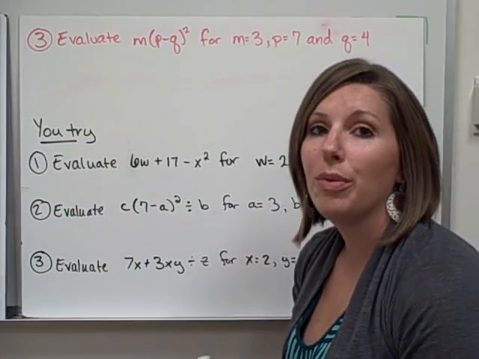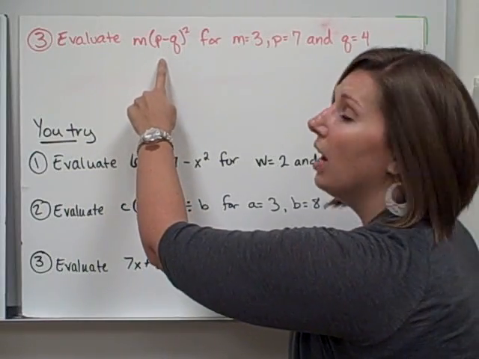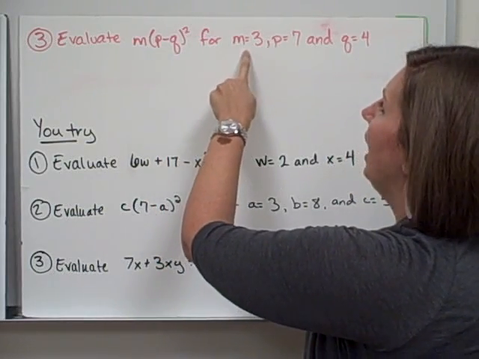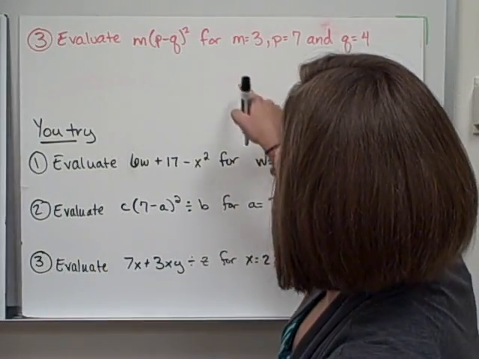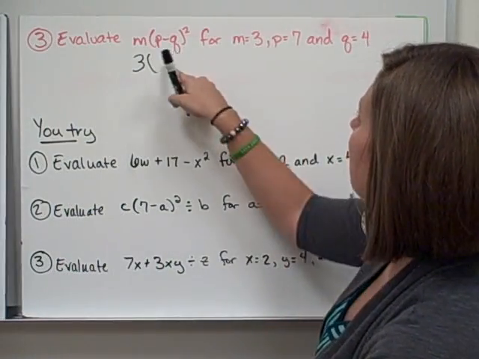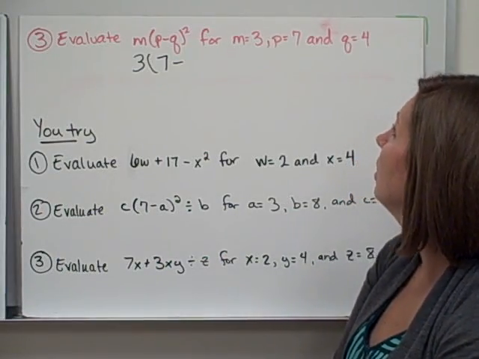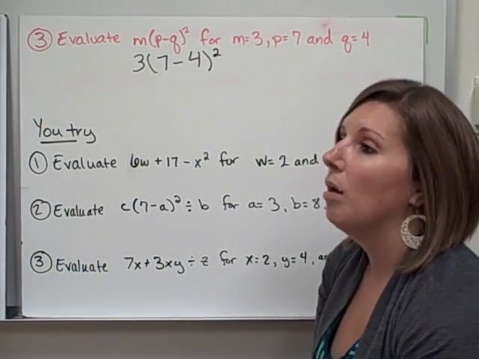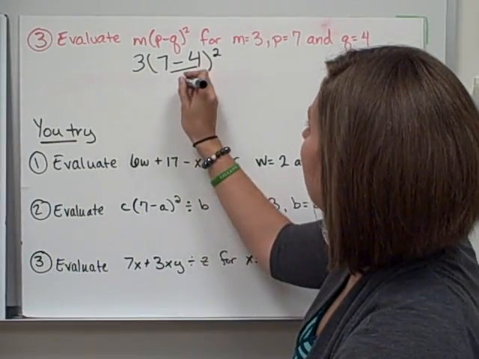Okay, example 3 I'm going to do with you. We're going to evaluate m times the quantity of p minus q, and that is being squared for when m equals 3, p equals 7, and q equals 4. So my m is 3, so I'm going to replace the m with the number 3. Keep my parentheses. p was 7, so I replaced p with a 7. q was equal to 4. I close my parentheses and I'm squaring. My focus should be right here on this parentheses scenario. 7 minus 4, well that's 3.